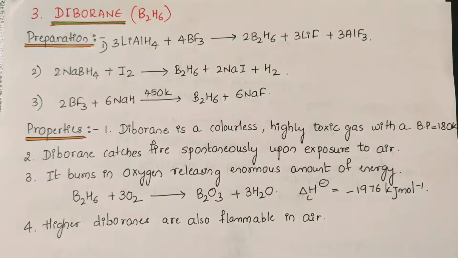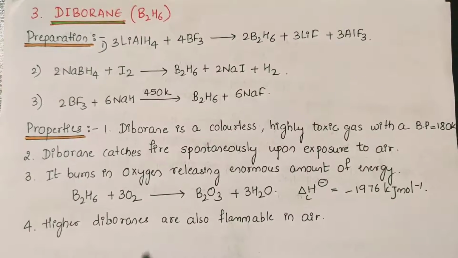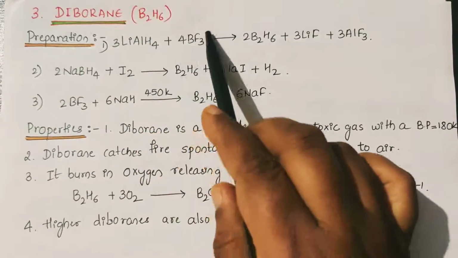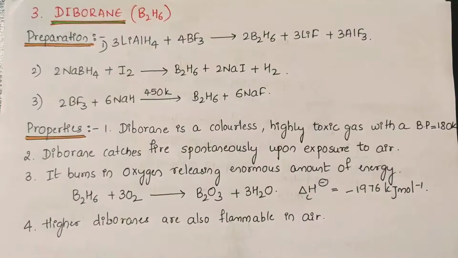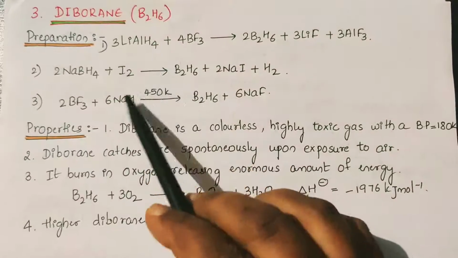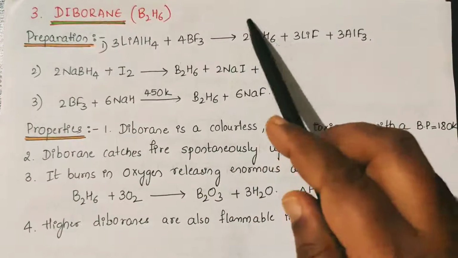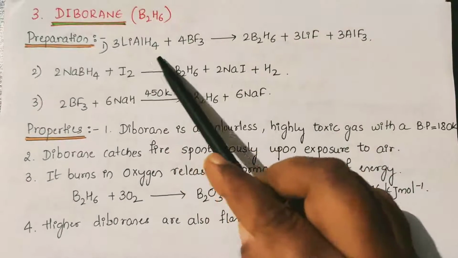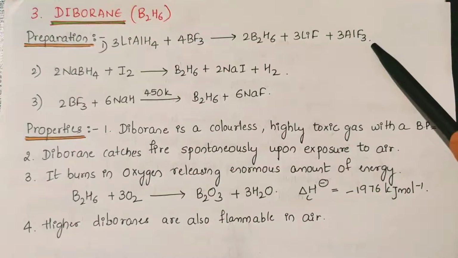How do you prepare diborane? You can make use of hydrides. First, if you take lithium aluminum hydride and treat it with boron trifluoride, the hydride gives H minus, so you get diborane. Lithium gets converted to lithium fluoride, and aluminum gets converted to aluminum fluoride.